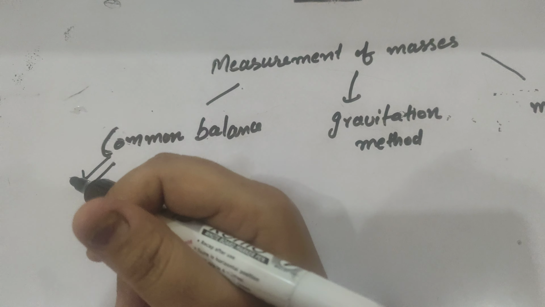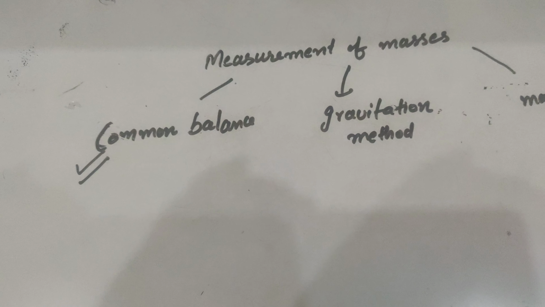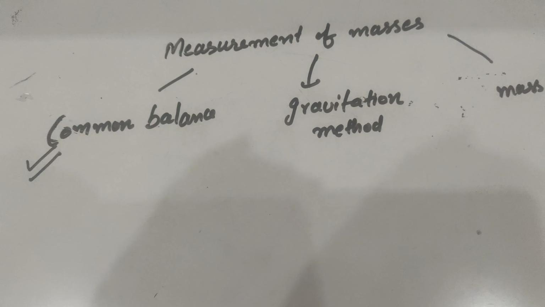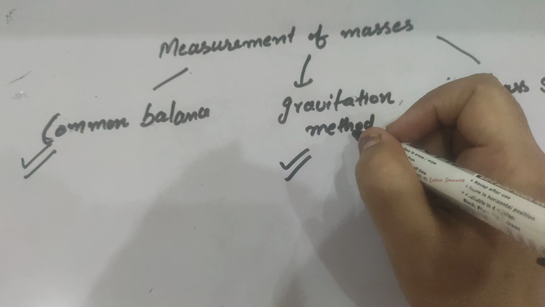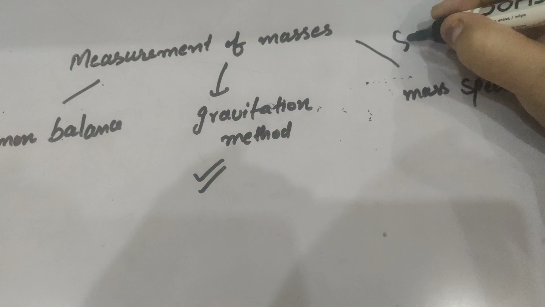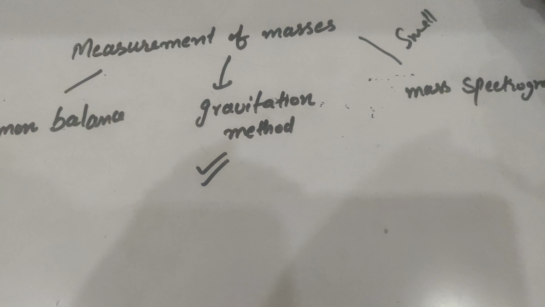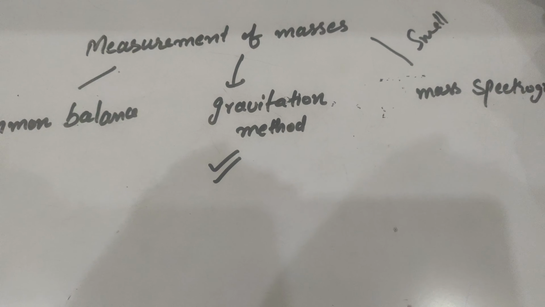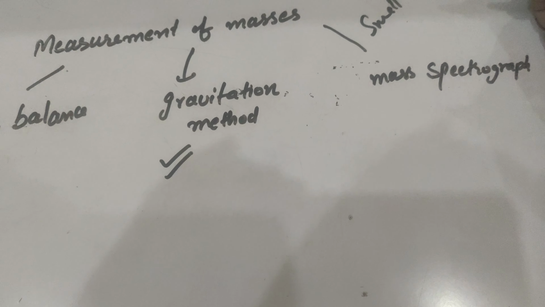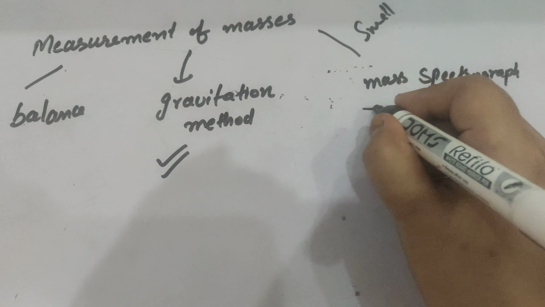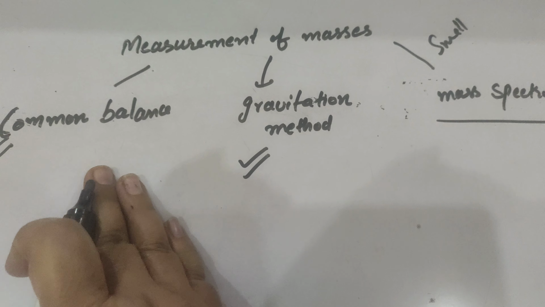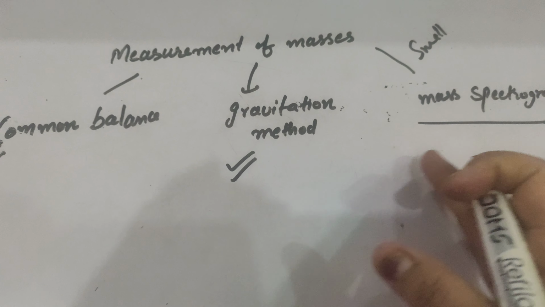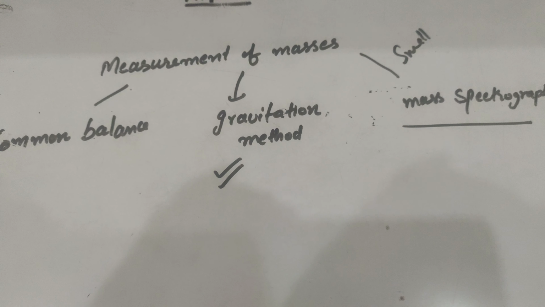When we have to measure the masses of astronomical objects, like a star, moon, or any planet, we need to measure their gravitational mass, and that can be measured by using the gravitation method, right? And if we want to measure very small, atomic sizes, in that case we need to measure with the help of mass spectroscopy. So, different methods to measure masses are the common balancing machine, the gravitation method, and the mass spectrograph.